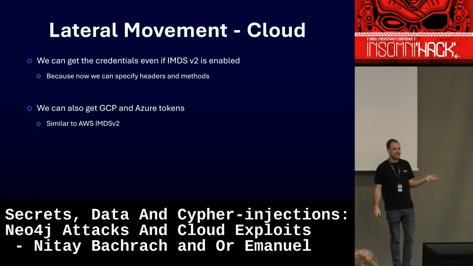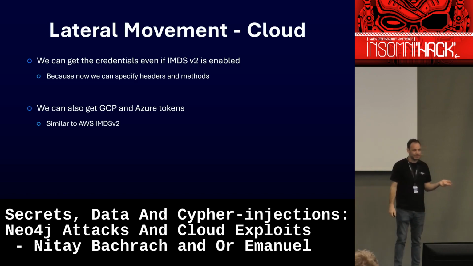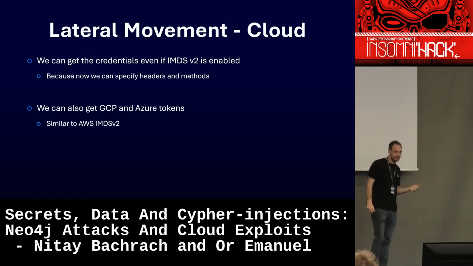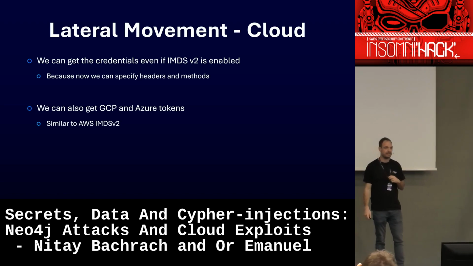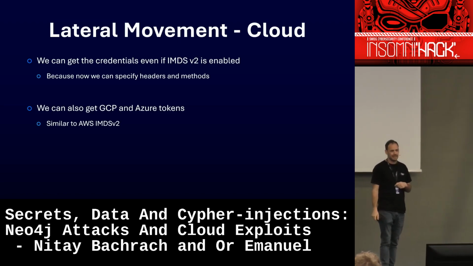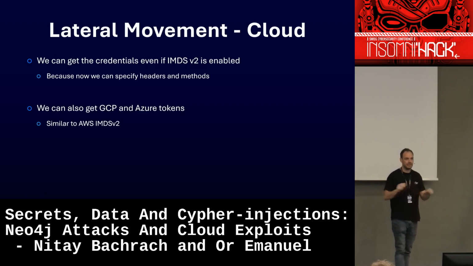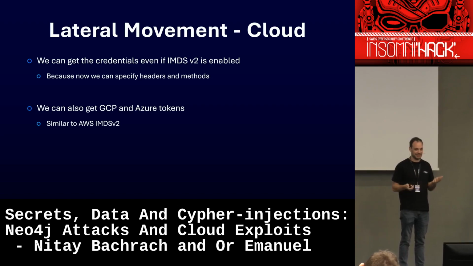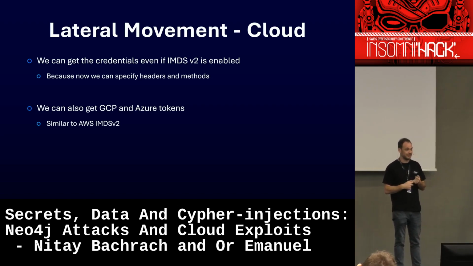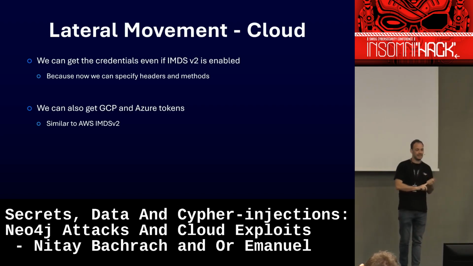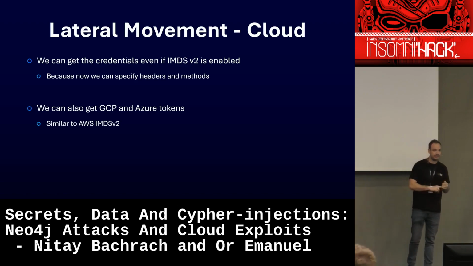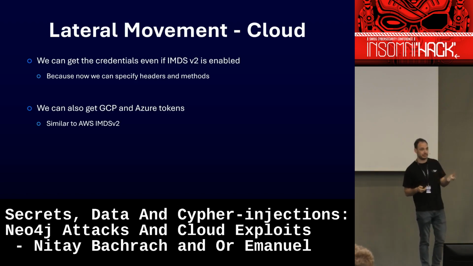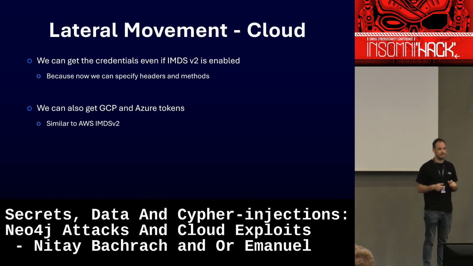But what if it's IMDS version 2? It's kind of interesting because I remember when I did my research, I read about Neo4j attacks, and many articles said that IMDS version 2 is secure. You cannot use Neo4j to get credentials. And I found out that it was not the case. And also it's the same if it's GCP or Azure, because they are pretty similar to IMDS version 2. A little bit simpler.